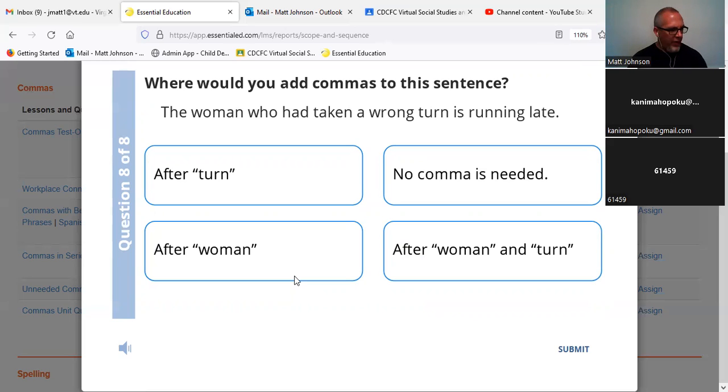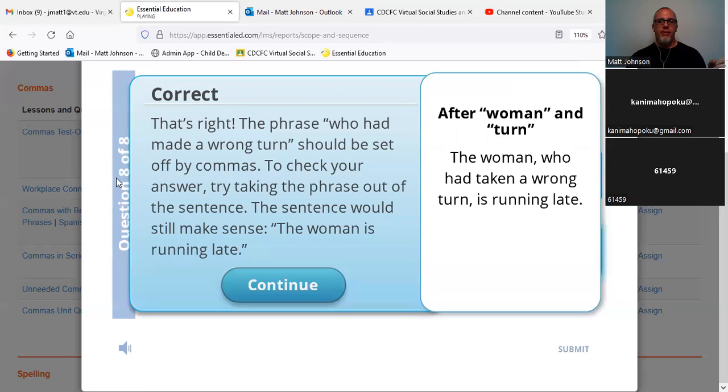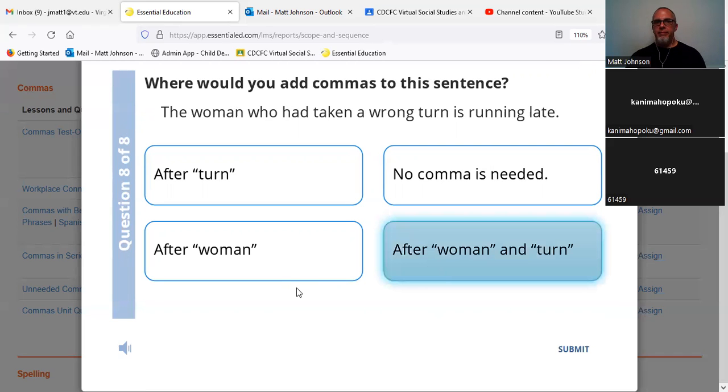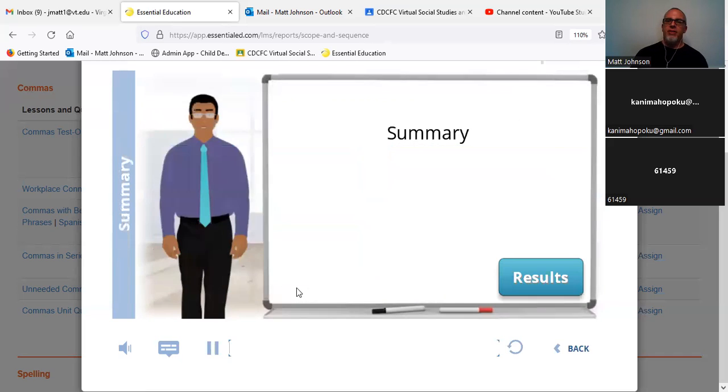So after woman and after turn. So the woman, comma, who had taken a wrong turn, comma, is running late. It's just basically adding that information, right? It's additional information, adding to the sentence, not essential to the main idea of the sentence. Again, what can I take out? Are there things I can remove and the sentence still makes sense?